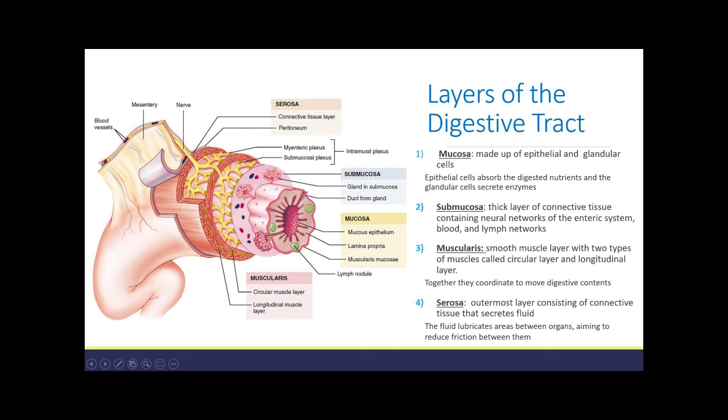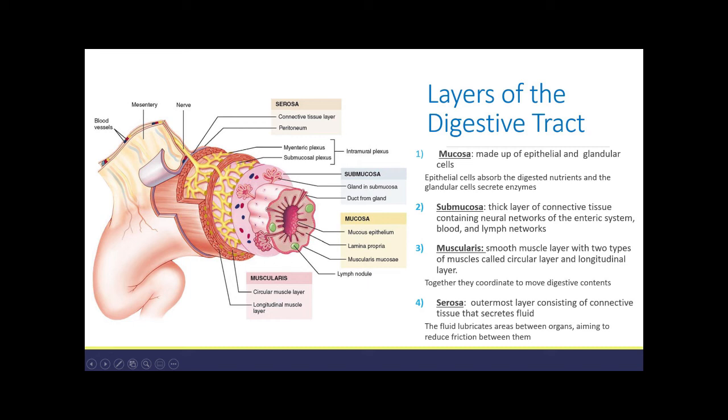Going over to the next layer, which is the muscularis, as it sounds from the name, it's the layer where the smooth muscle is going to be. So there are 2 types of smooth muscle in this layer, circular and longitudinal, and they coordinate together to move the contents that are being digested. From one organ to the next, these muscles are going to be constricting and pushing the digestive contents into another organ or part of the digestive tract.